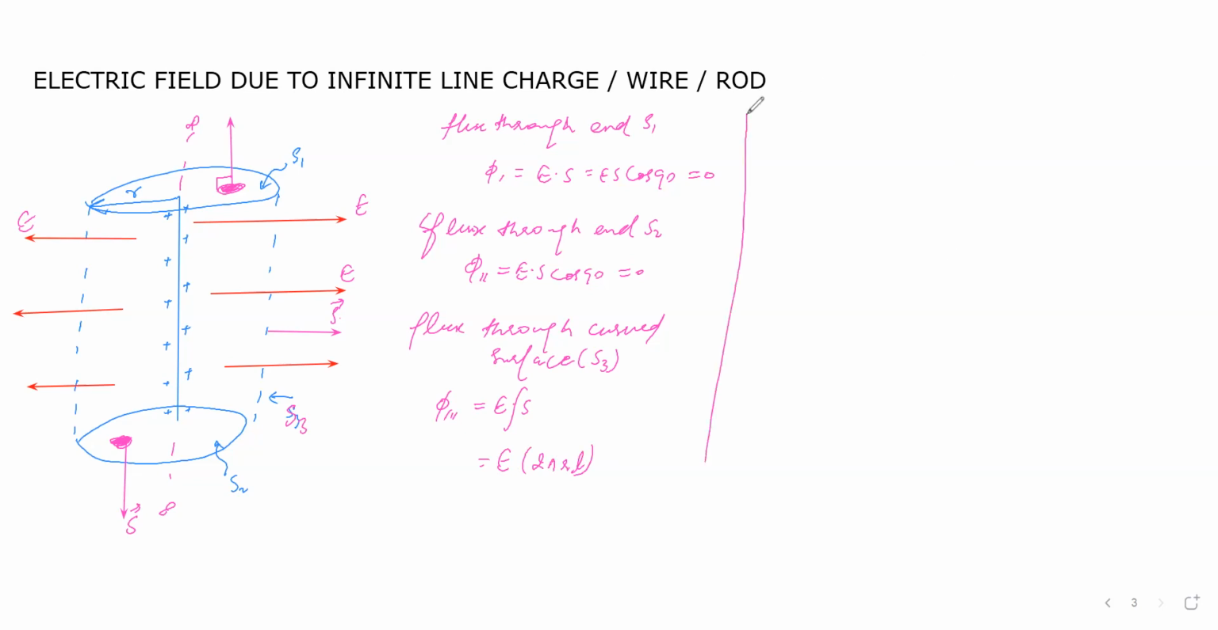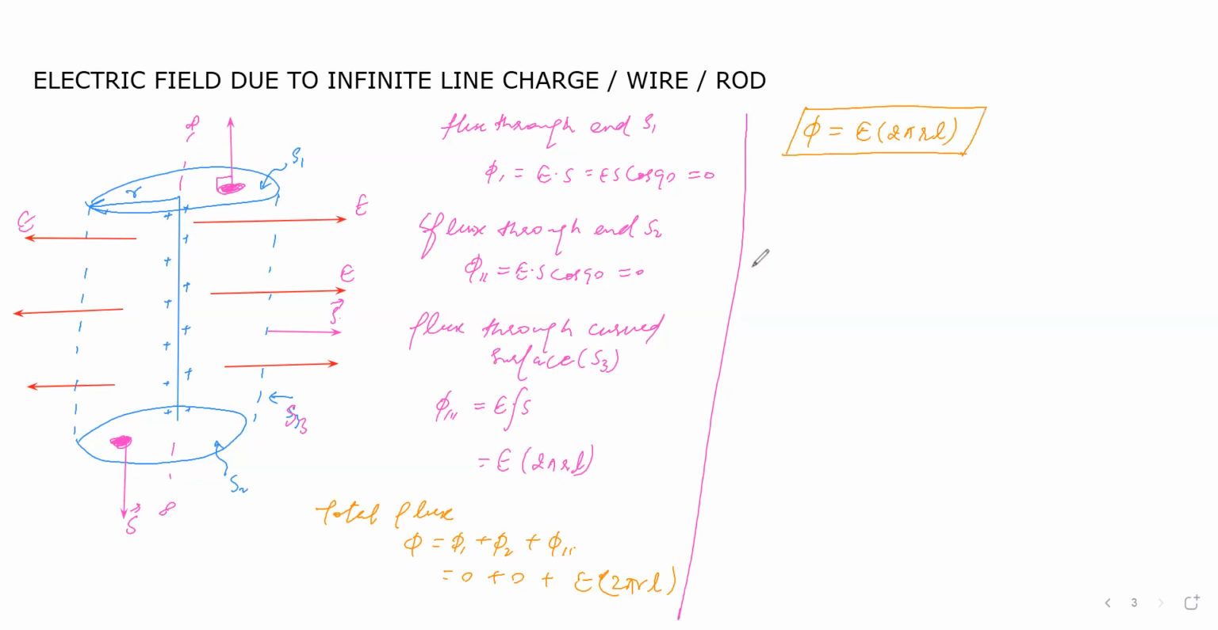What is the total flux? Phi 1 plus phi 2 plus phi 3. Phi is equal to phi 1 plus phi 2 plus phi 3. We get 0 plus 0 plus E into 2 pi RL. Finally, we can say phi is equal to E into 2 pi RL. Are you clear till here? Yes, sir. This is the total flux passing through here.